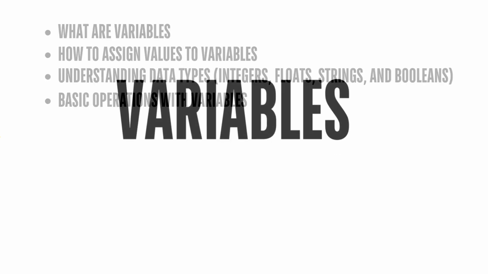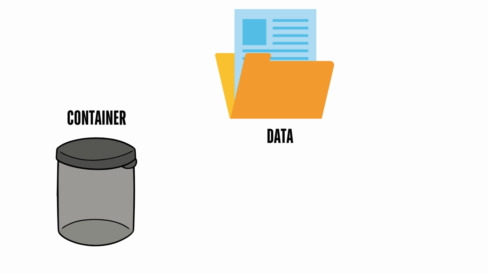What are variables? In Python, a variable is like a container that holds data. Instead of writing numbers or text directly in the code, we store them in variables and use them later. Think of it as a labeled box where you store information.